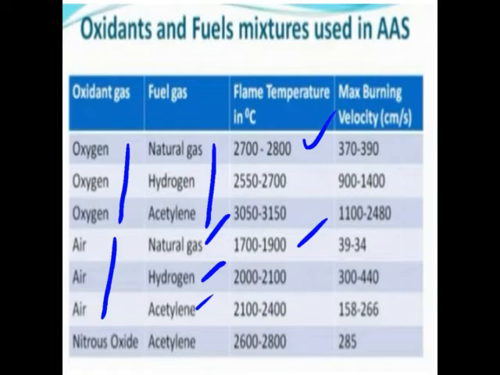So the flame generation, or the temperature of the flame, depends upon the oxidant gas as well as the fuel gas. Okay, so this is the important part. A question can be asked on this part: give examples of oxidant and fuel gas mixtures along with the flame temperature. Such a question will be asked in the exam.